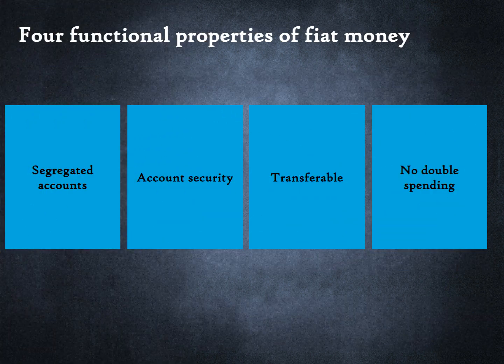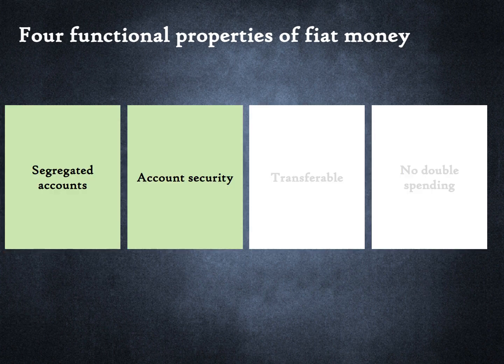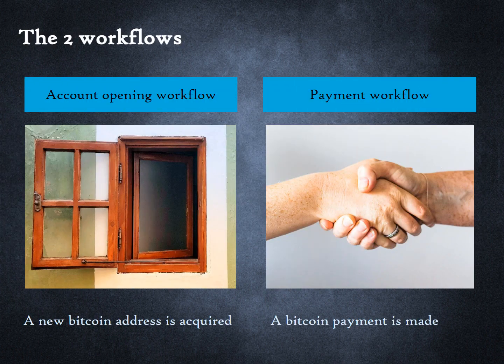So far, in this course, we have been learning about how cryptocurrencies mimic the four properties of currency. The properties that we have discussed so far are segregated accounts and account security. In this lesson, we will take a little break from our discussion of these four properties and learn about crypto wallets.